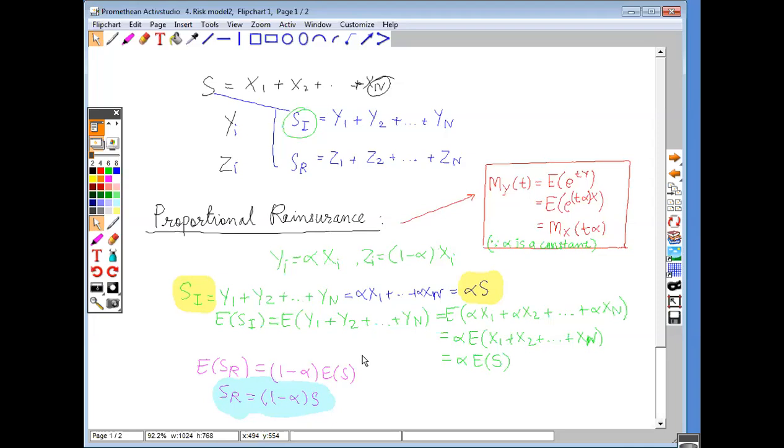Whenever I have to figure out the MGF for my Y, which will eventually help me figure out the MGF for SI and SR, I'm just going to replace my Y with alpha times X. Because I know that X is a random variable but alpha is just a constant, I'm going to write t alpha as a constant, and this would be the MGF of X. So I hope this is clear to everyone.